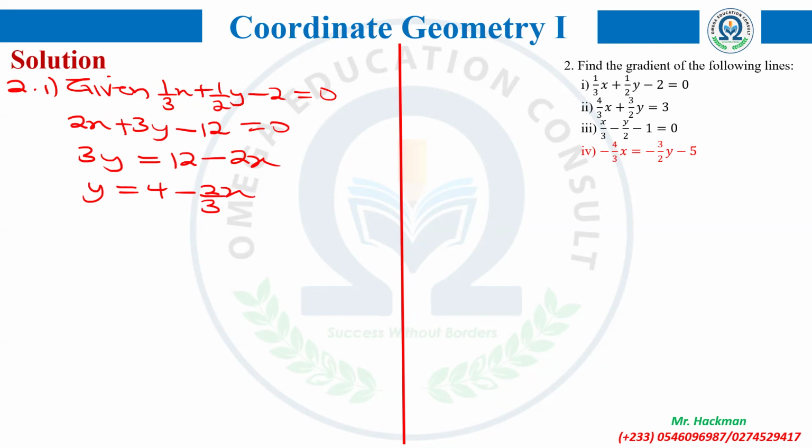Yes. Okay, so at this point, we've made y the subject. You are mature, so you can choose not to write comparing. Minus 2 on 3 is equal to the gradient.